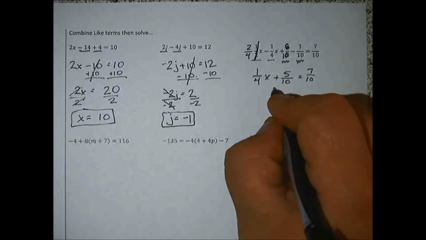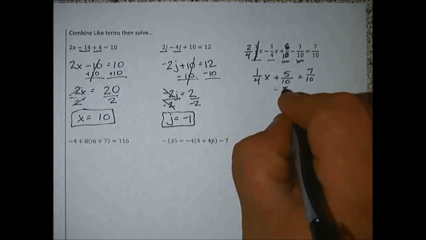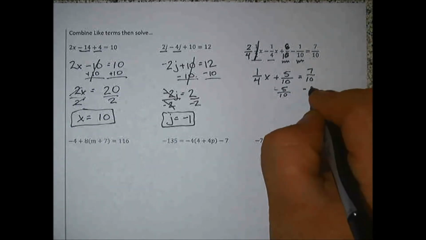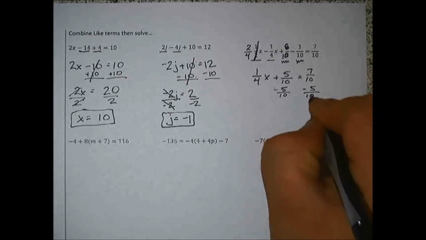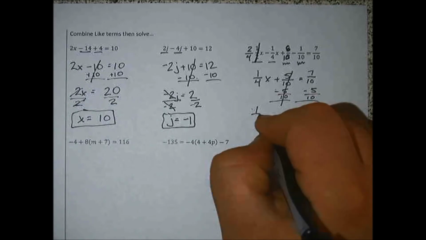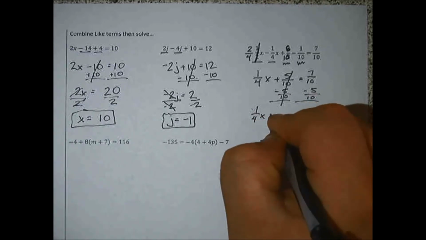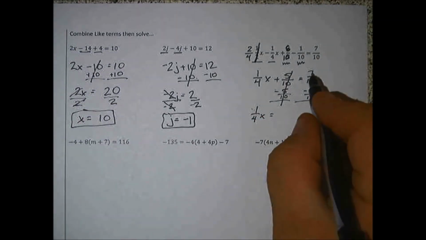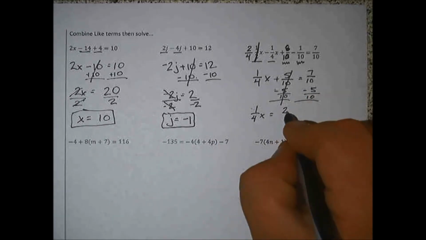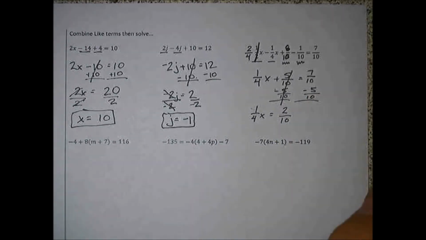Okay, now how do I undo that plus 5/10? Subtract it. Minus 5/10 on both sides. Cross those ones out. 1/4 x equals 7 minus 5 is 2 over 10.